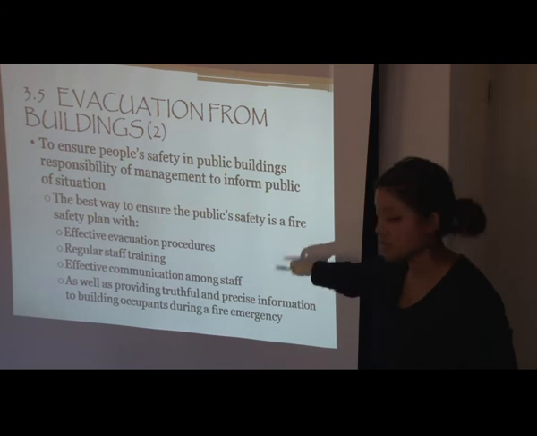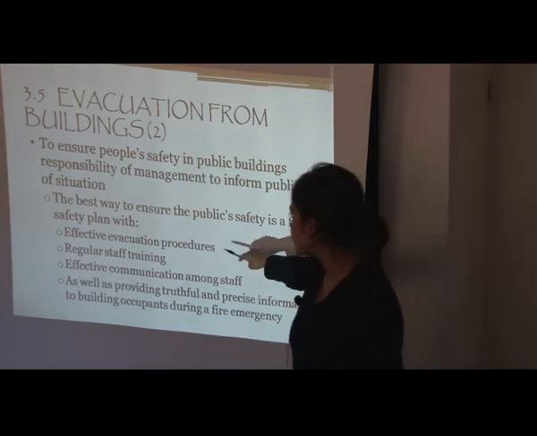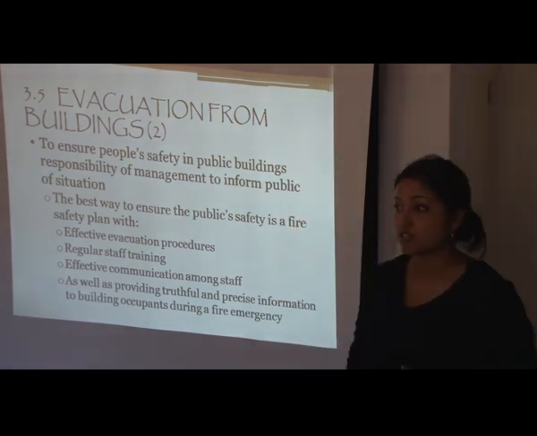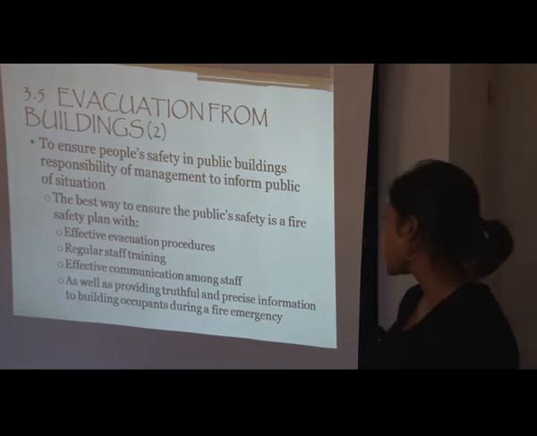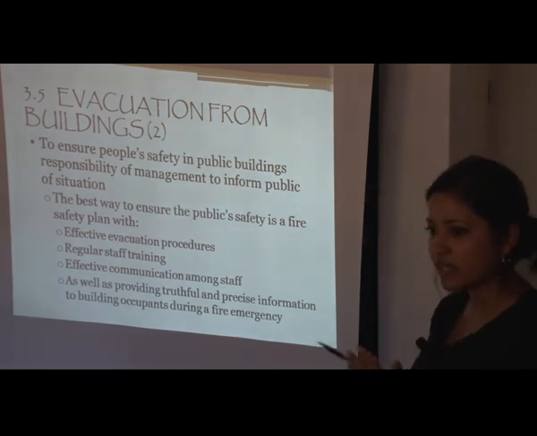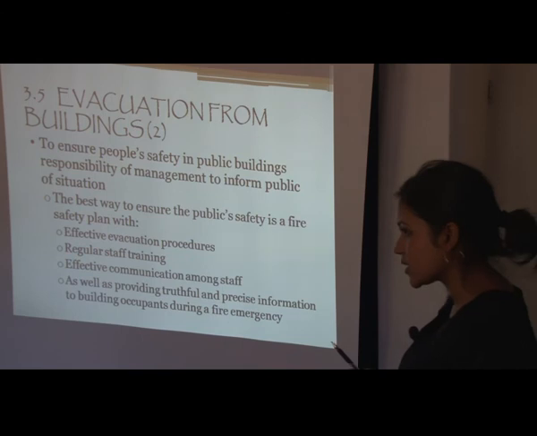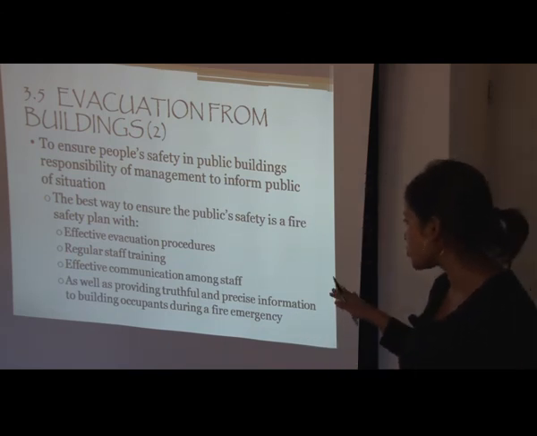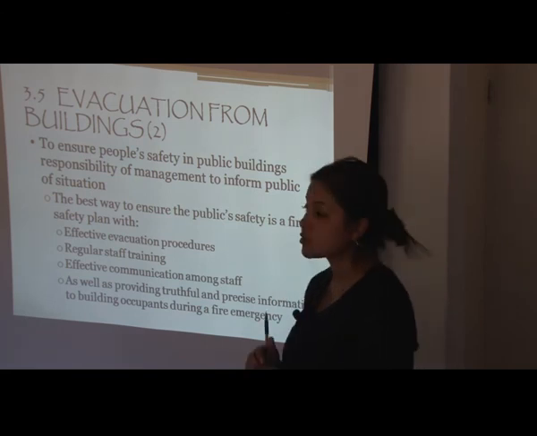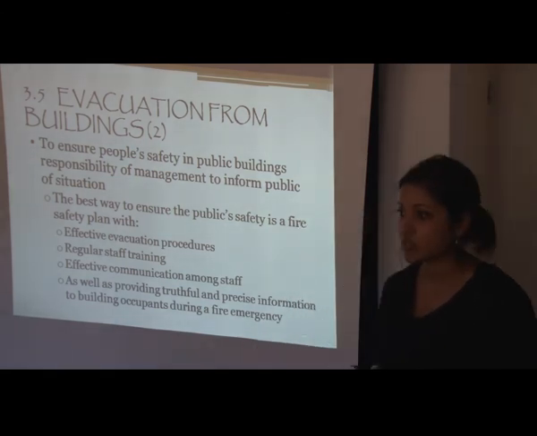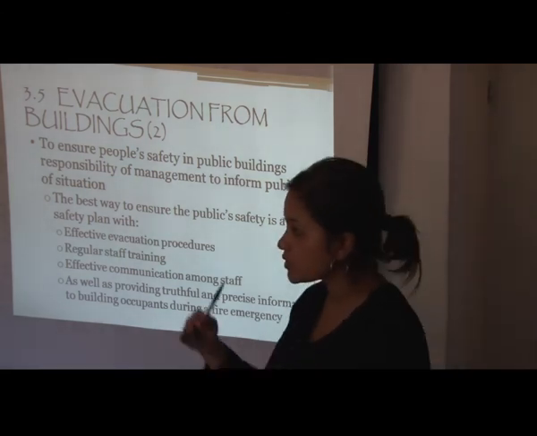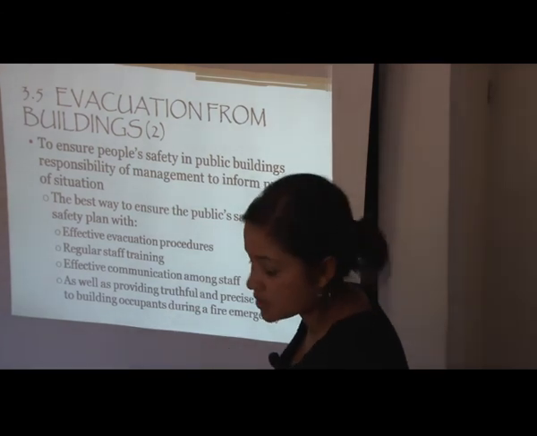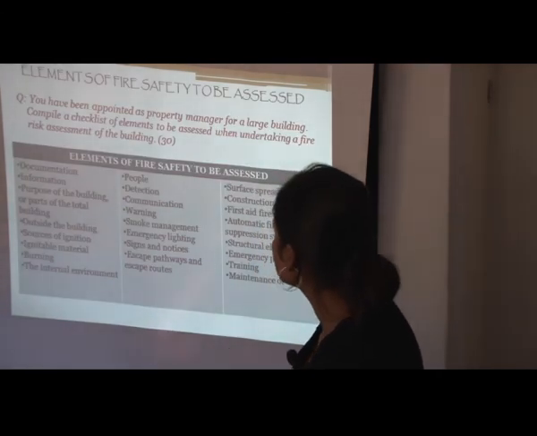I'm just going to jump straight to the important points. For effective evacuation procedures, you need regular staff training and effective communication among staff. It's all very straightforward and practical steps that you need to take. And then also provide truthful and precise information to building occupants during a fire emergency. Right? Be open and honest about the size of the risk.